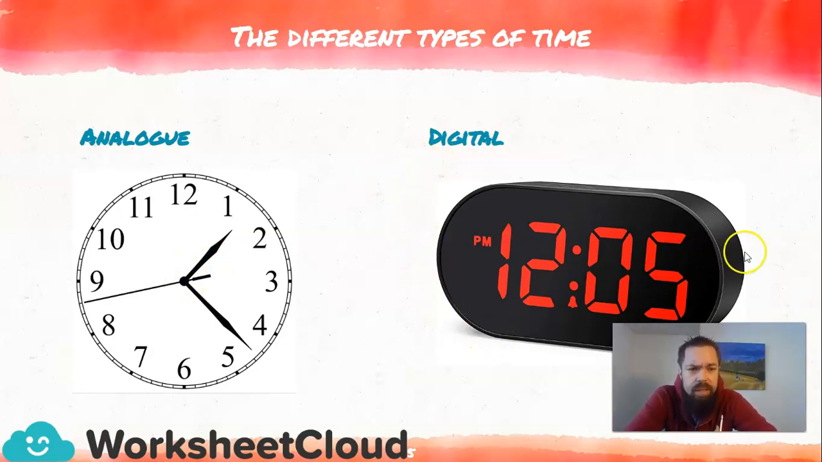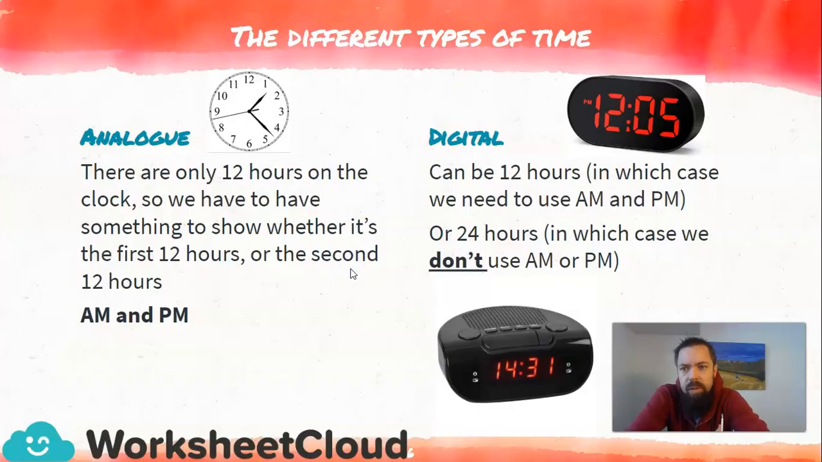Digital time. That's the one which is done with numbers. Okay. So with analog, we have 24 hours in a day. And this kind of clock only shows 12 hours. And so what that means is we have to have a way of showing whether it's the first 12 hours, which is the morning part, or the second 12 hours, which is the afternoon evening part. And that's why we have these two things, AM and PM.